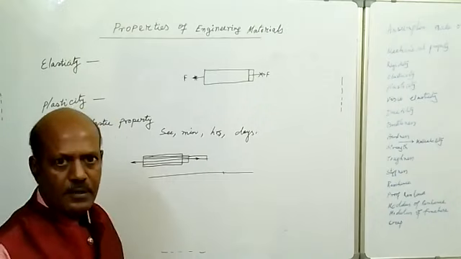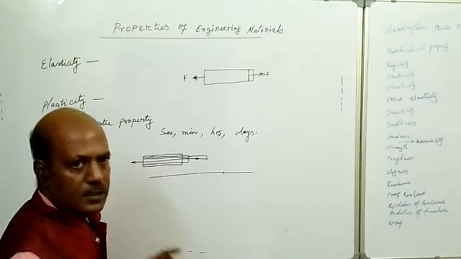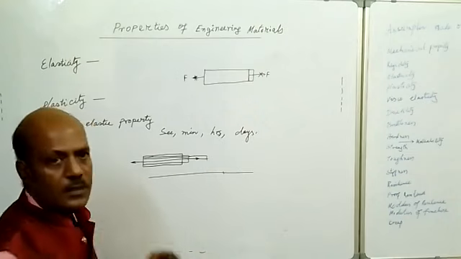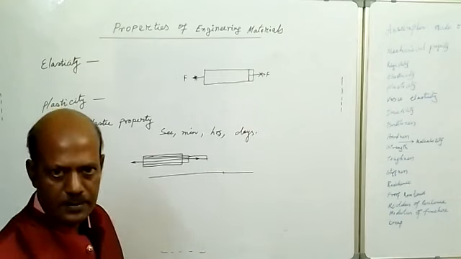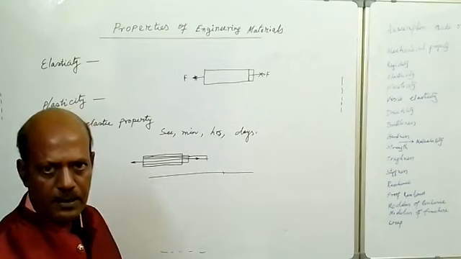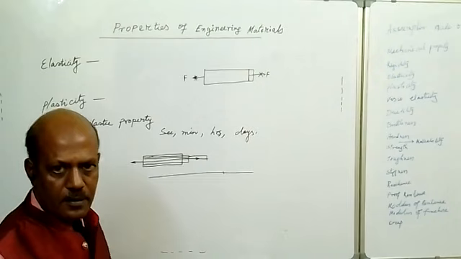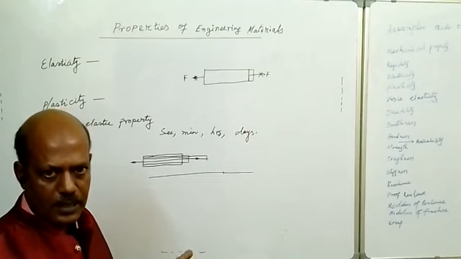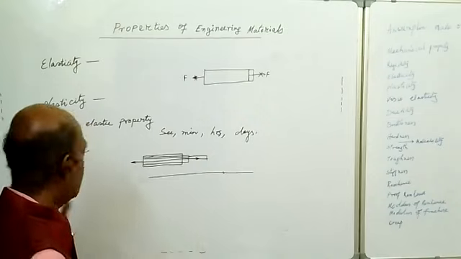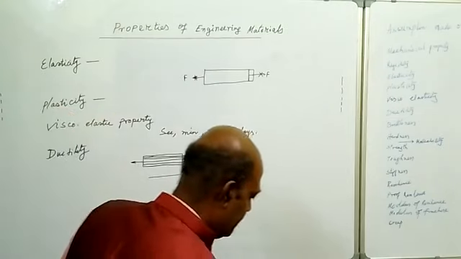The material which shows this ductility behavior is called ductile material, like mild steel, copper, aluminium, etc. These materials show this behavior, so these materials are called ductile material.